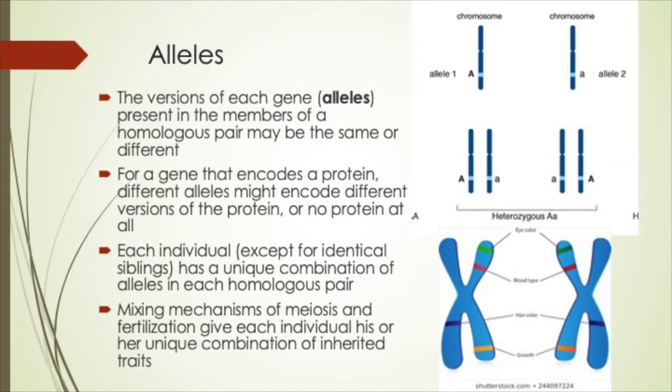Within the chromosomes, we have what are called alleles. The version of each gene is called an allele. So what is a gene? A gene specifically is a section of the chromosome that codes for each protein. Each version of each gene is called an allele. Each allele is present in members of each homologous pair, and they may be the same or they may be different.